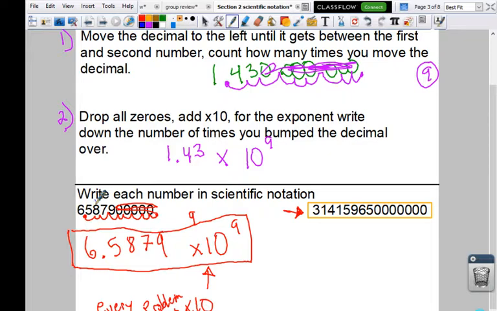Alright, let's get started. Juice, start us off. Where do I need to put the decimal, between which two numbers? Between 0 and 3.